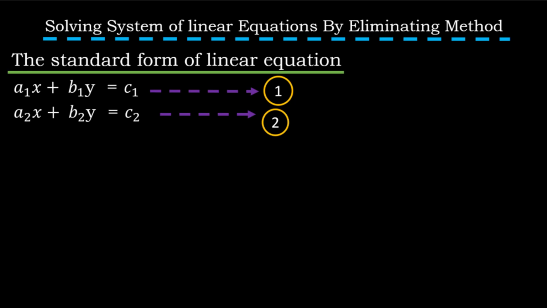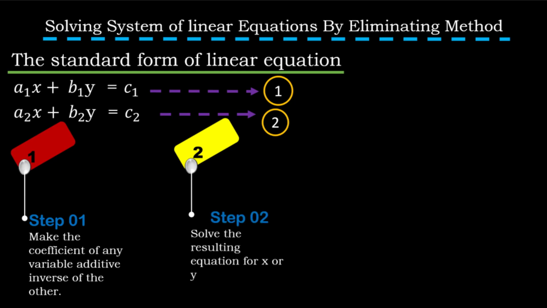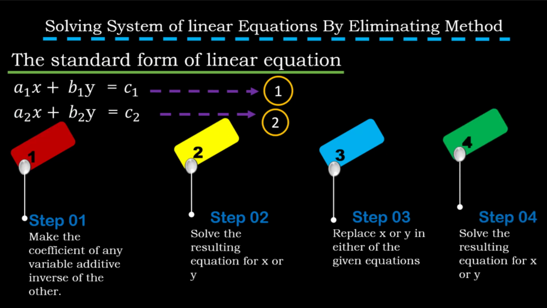To solve the system, we will follow these steps. Step number 1, make the coefficient of any variable the additive inverse of the other. Step number 2, solve the resulting equation for x or y. Step number 3, replace x or y in either of the given equations. Step number 4, solve the resulting equation for x or y. Let's have an example to show the 4 steps.